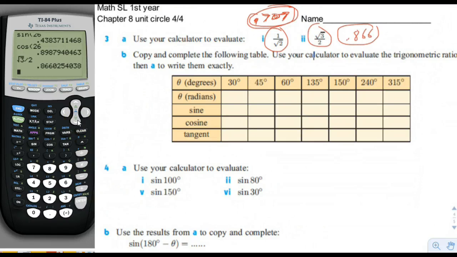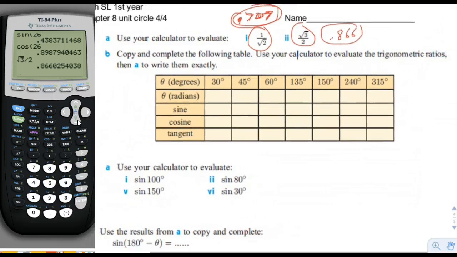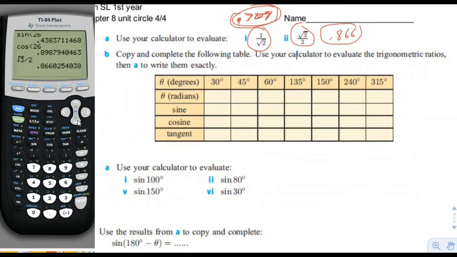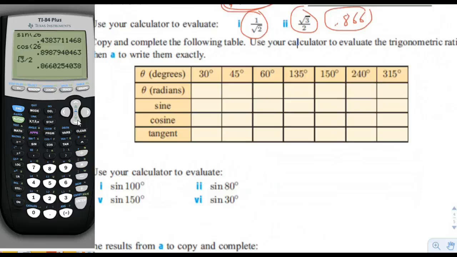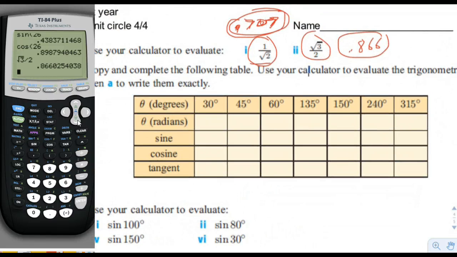Copy and complete the following table. Use your calculator to evaluate the trigonometric ratios, and then write them exactly. Okay. So I guess we want to write them exactly, which means we want to write them in these forms. Now remember, to write the radians, you can use your investigation. Okay. So it'd be pi over 6 here, pi over 3 here. 45 degrees is pi over 4.